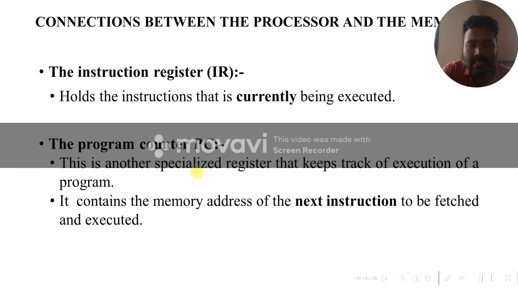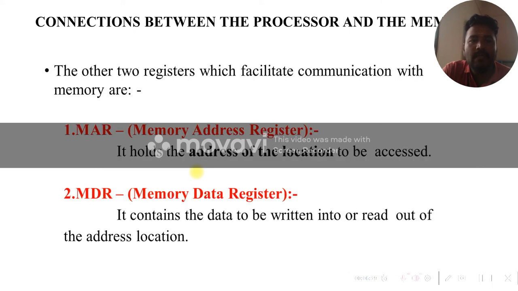Suppose the instruction register is holding the instruction that is currently running, whereas the program counter will take care of the next instruction to be executed in the next step. So these are two different types of registers. Next, for better communication between the data, address and control signals, we use different kinds of registers, for example MAR and MDR.